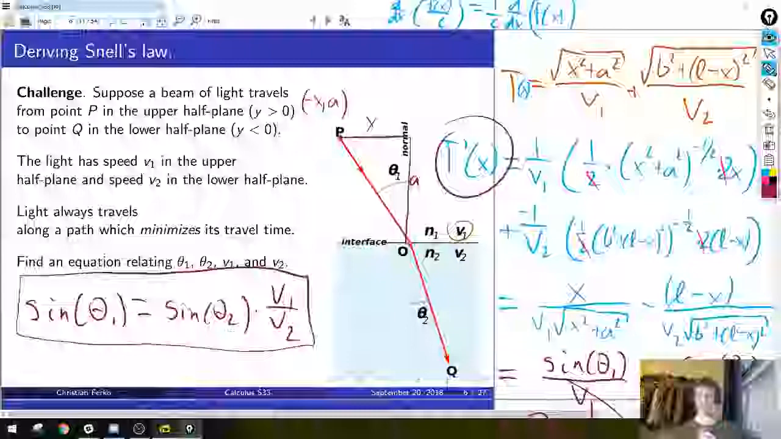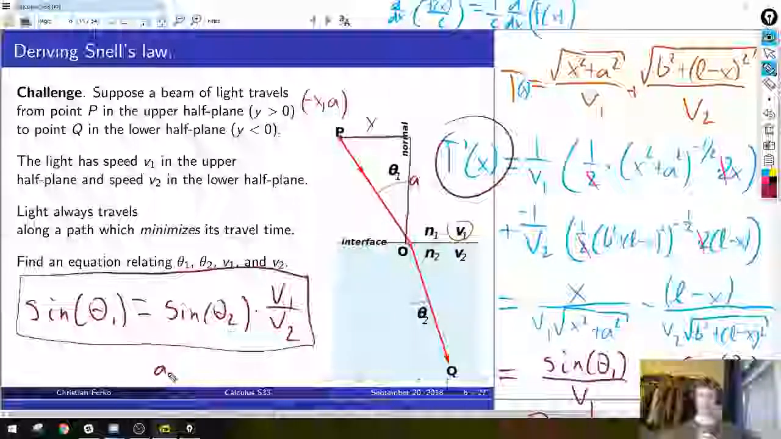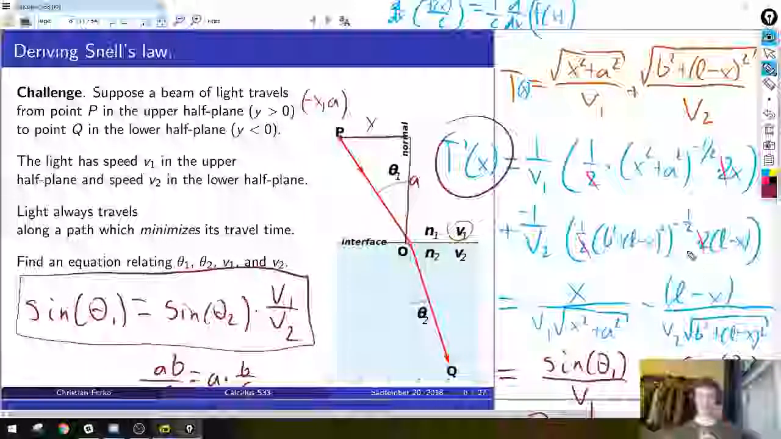So on the left side, the denominator cancels, and I'm left with sine theta 1. On the right side, I'm left with sine theta 2 over v2 all times v1. And then I just said, okay, I'm going to write that like this. I move the v1 over v2 to the right, and write the sine theta 2 on the left. So that's the same thing, right? Because AB over C is the same as A times B over C, just by algebra. You can write the fraction any way you want. Right, I forgot about that. Oh, I didn't see that.